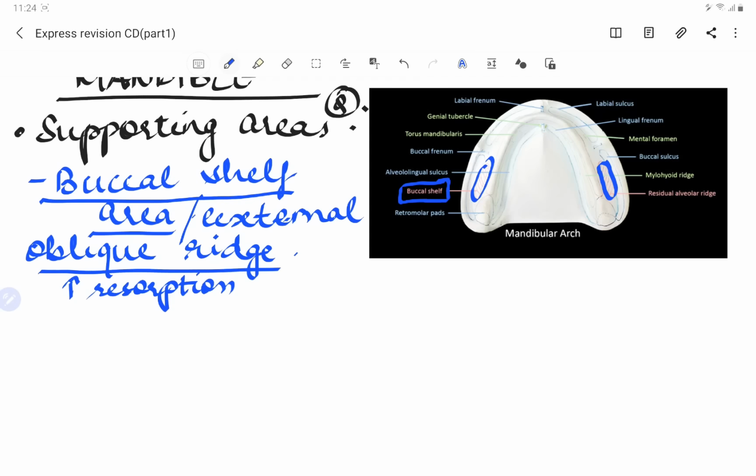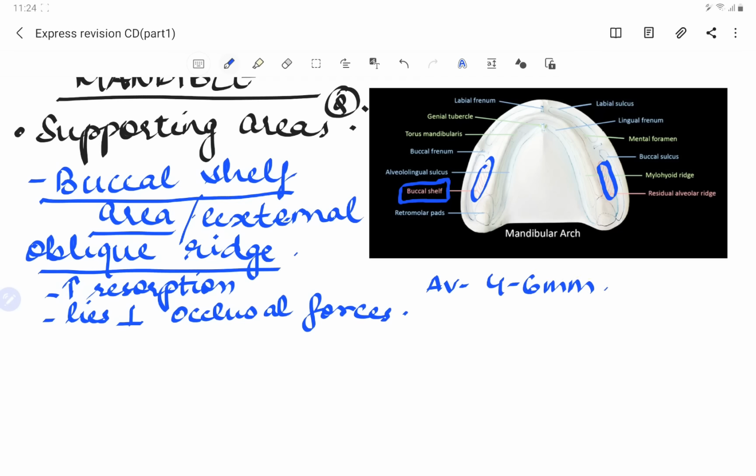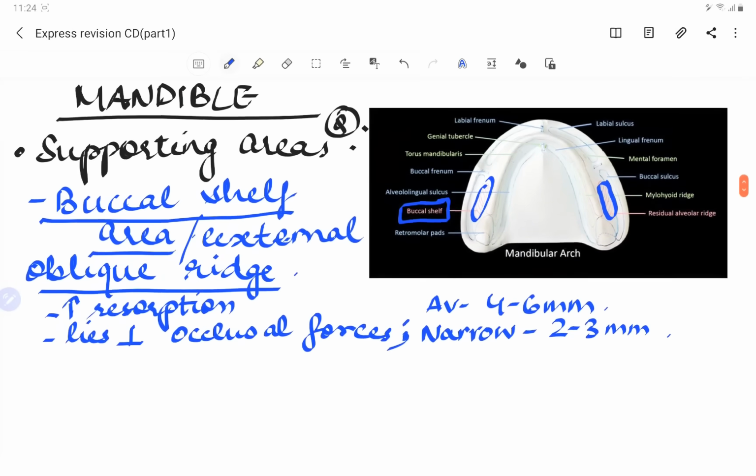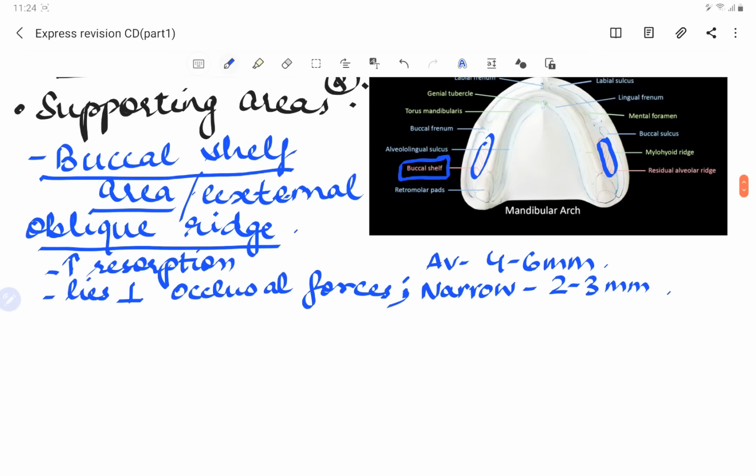So the buccal shelf area is the supporting area. It is going to take up all the loads, all the occlusal forces, because it lies perpendicular to the occlusal forces. In an average mandible it is 4 to 6 millimeters, and in a narrow mandible it is 2 to 3 millimeters wide. There are large nutrient canals present, an intact cortical plate, and one more thing I would like to add is the buccinator muscle.